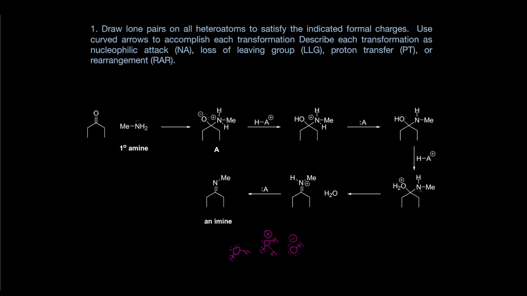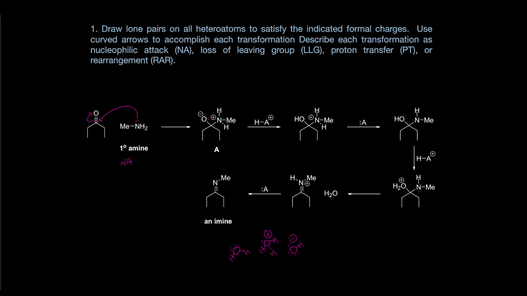So let's continue with the mechanism for imine formation. In this reaction, we're going to use 3-pentanone and react it with methylamine and a generic acid. In the first step, the amine attacks the carbonyl group. This will push the electrons from the carbonyl group onto the oxygen. So our amine attacked the carbonyl group, so we can label this step as nucleophilic attack, or Na.